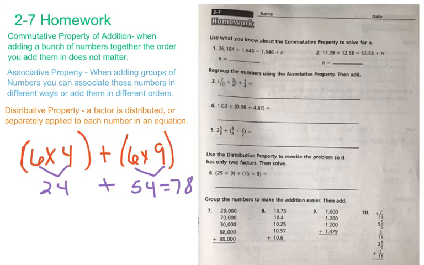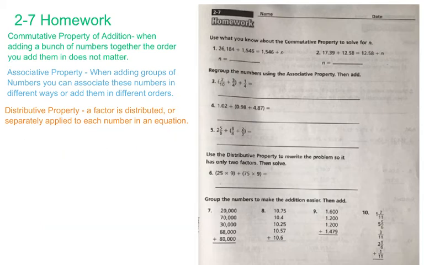So the distributive property is taking out the factor, or adding in a factor that is distributed across the whole equation. In this case, it's 6 times the quantity 4 plus 9. Again, what you're doing is distributing that 6, multiplying it across to the 4, and multiplying it across to the 9.